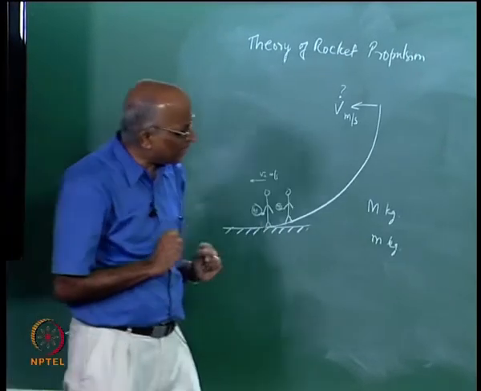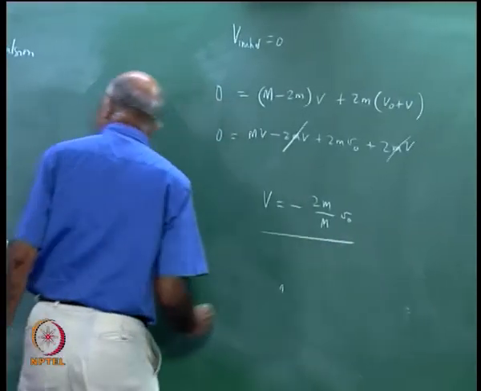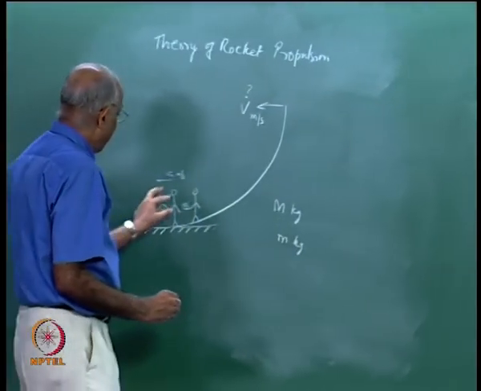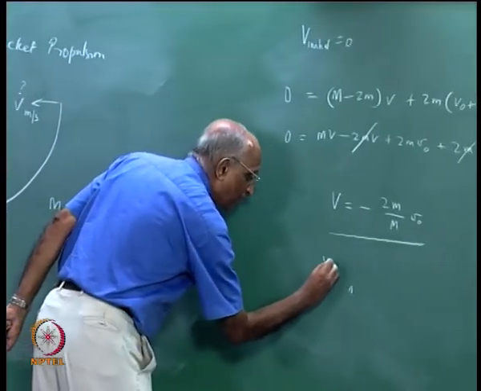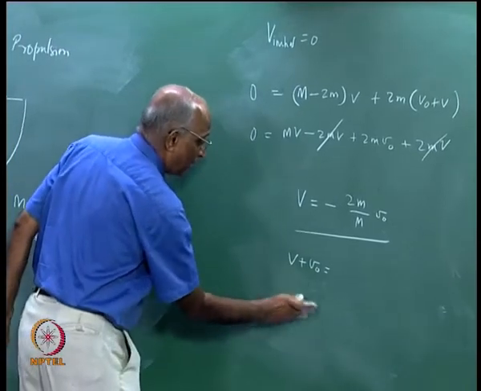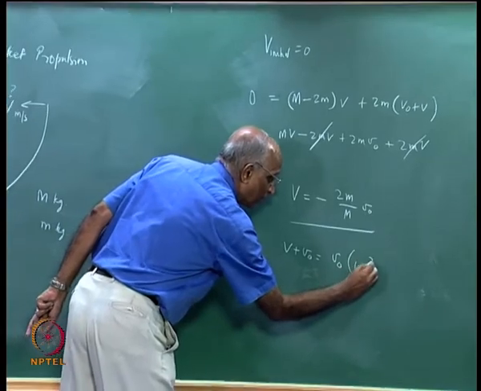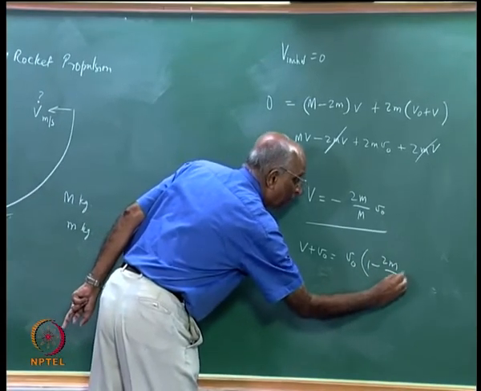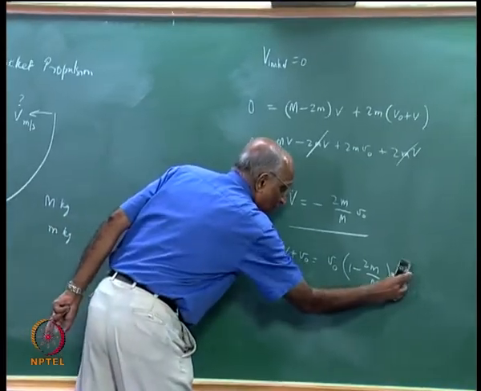Now I ask the second question, yes I have this, what is the relative velocity? V plus v0, that means I say that the value of V plus v0 velocity is equal to, now I say V plus v0, therefore I get v0 outside into 1 minus 2m by M into v0. I am sorry, I have already written v0 here.